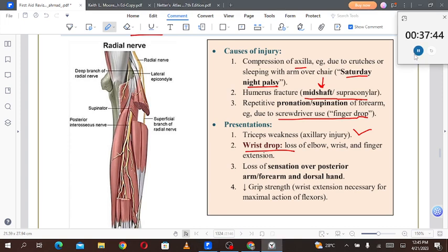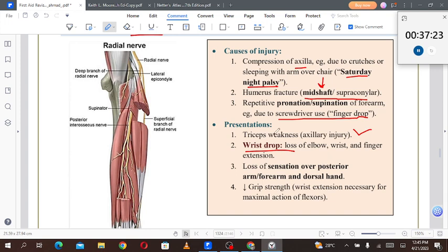The thing you must remember about the radial nerve is that it supplies the extensor compartment of our arm and forearm. In the arm, it supplies the tricep muscle. In the forearm, it supplies the posterior compartment, which houses most of the extensor muscles. So remember that the radial nerve is the nerve for the extensor compartment of our upper limb.